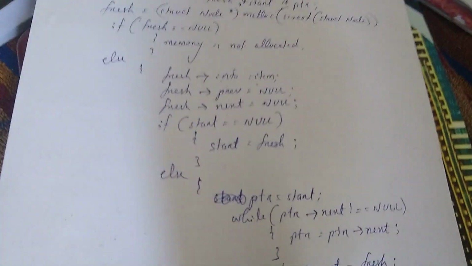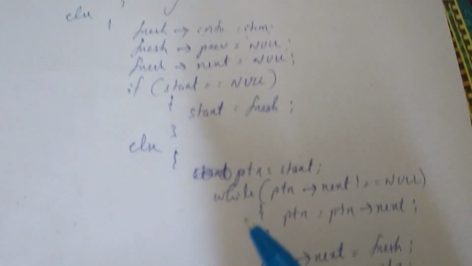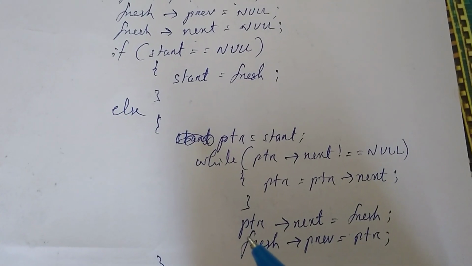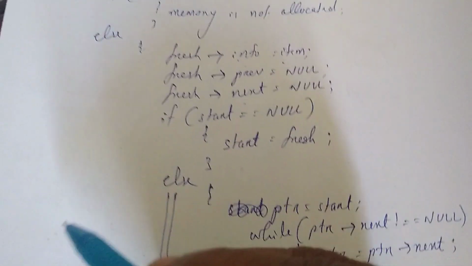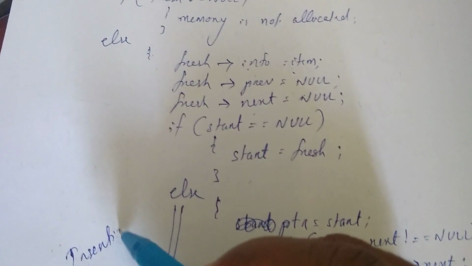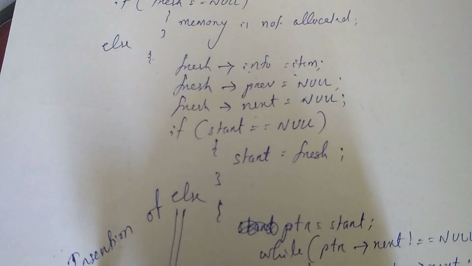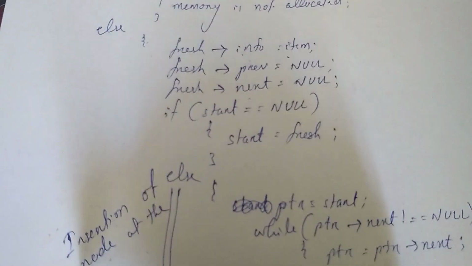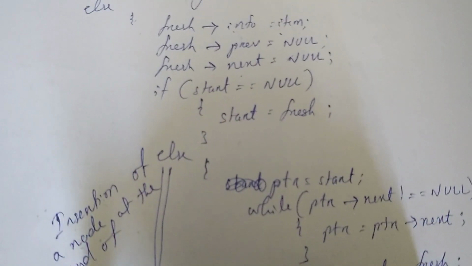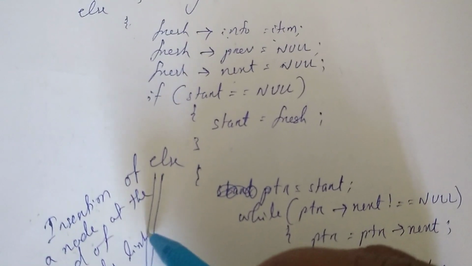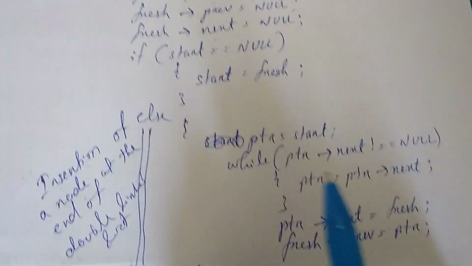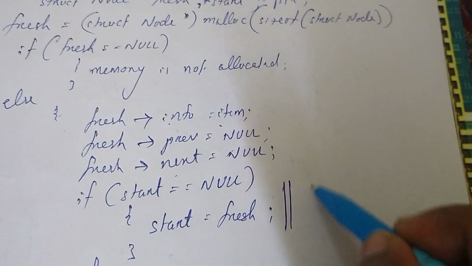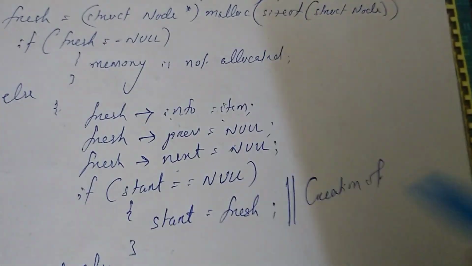In this way, you can create the double linked list, and also add a node at the end of the double linked list. This is the code you can write for insertion of a node at the end of a double linked list. It is exactly the same, and this is sufficient for creation of a double linked list.